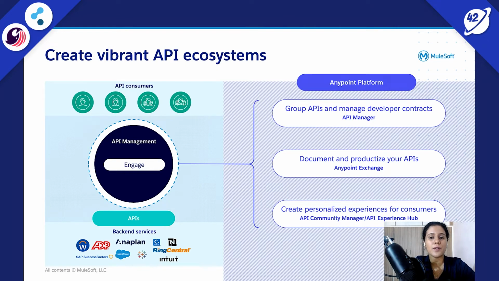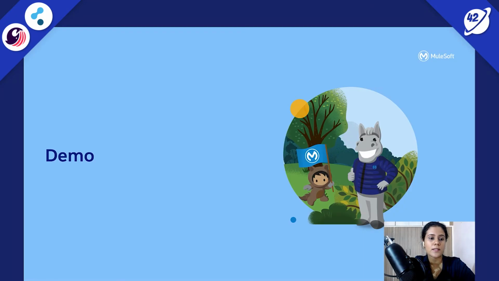So Sarah can use API Manager to make sure that we are grouping the APIs rightly, so that if any other new developer wants to use the API, he or she can basically use the API Manager. You can also document the API as we have seen previously in our first demo using the Anypoint Exchange, or you can make them available to the other developers community or your own internal community using the Anypoint Experience Hub and the Community Manager. So let's head over to Anypoint platform and see how we can engage our developers and different communities in order to adopt our API and increase the visibility of our APIs.